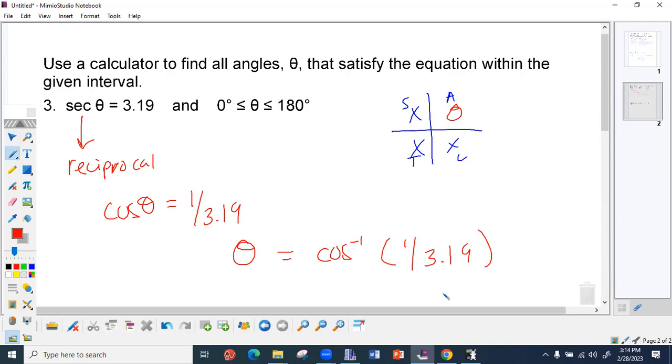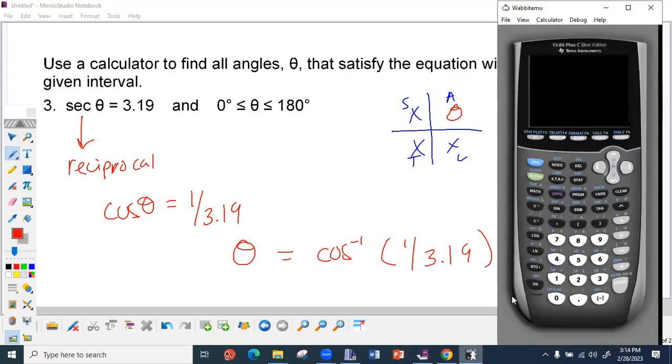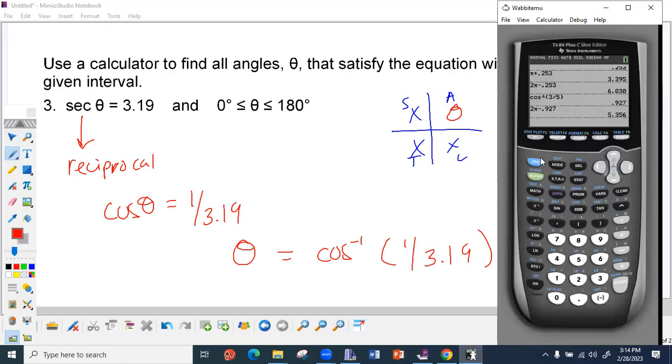Yes? With me? Okay. So I'm gonna go to the handy dandy calculator. And we're gonna go second cosine, 1 divided by 3 and where's my decimal? 3.19. And press enter. And what do we get? 0.252. Okay. Now what's my problem? What mode am I in? Radian. I'm in radians, but that's okay.